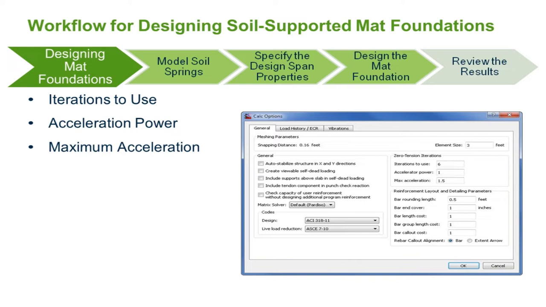In the next exercise, you will learn how to enter the following calculation options and perform the calculation by setting up your iterations to use, which is the number of iterations used in calculation, the acceleration power, which is typically set to 1.0, and the maximum allowed acceleration.